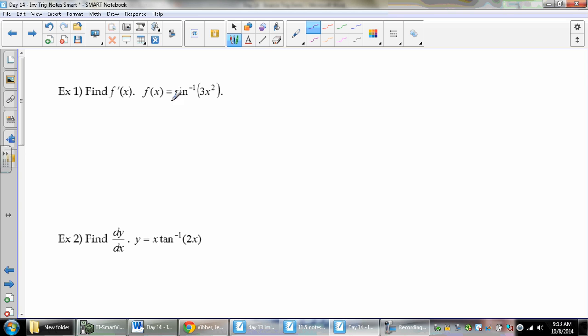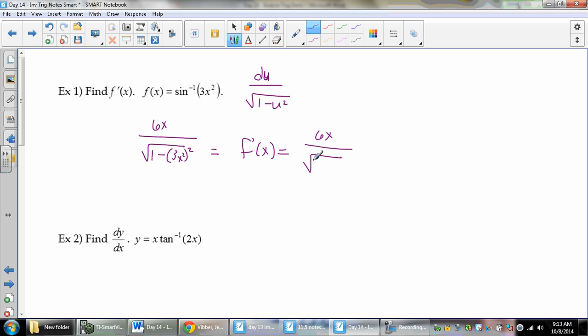So if I want to take the derivative of inverse sine 3x squared, I'm going to use that du over the square root of 1 minus u squared. So the derivative of inverse sine 3x squared is the derivative of the end, 6x, over the square root of 1 minus the end squared. So my derivative, f prime, is going to be 6x over the square root of 1 minus 9x to the 4th.